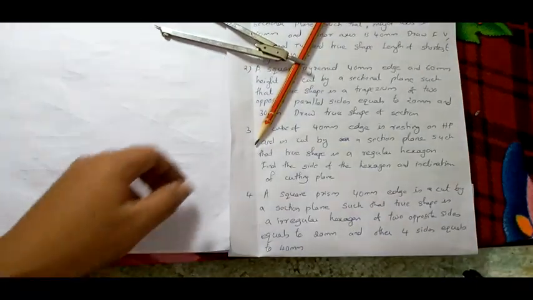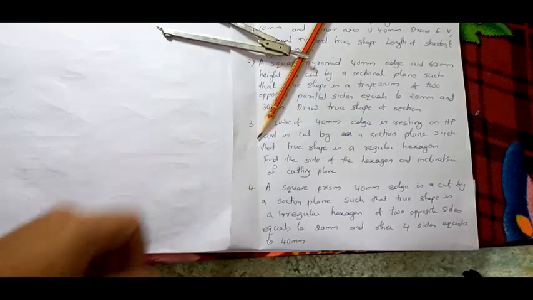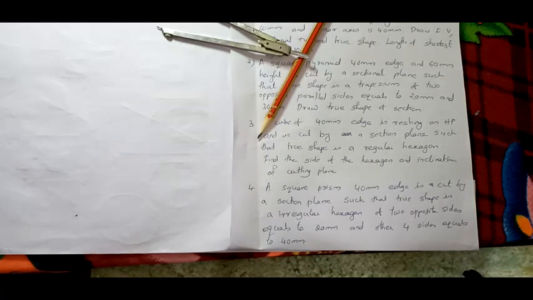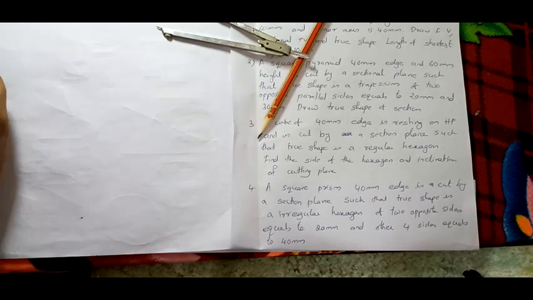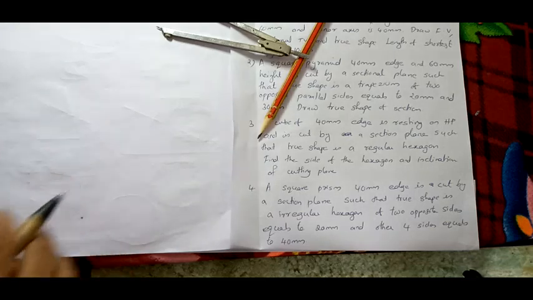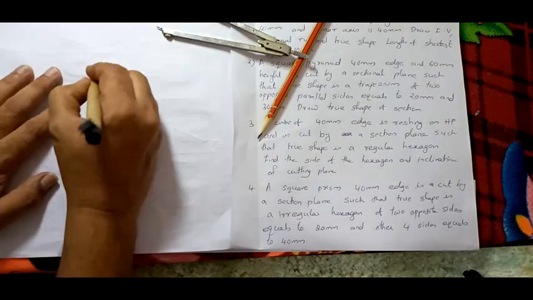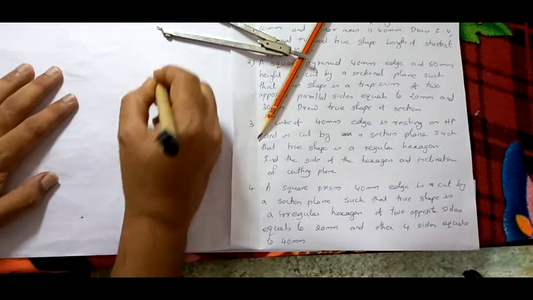See, here they have given a square prism and it's cut by a section plane such that the true shape is an irregular hexagon with 2 opposite sides equal to 20 mm and the other 4 sides equal to 40 mm. So we will see how we will be cutting that. First, roughly, we will see how we will cut an irregular hexagon from a square prism. So I am going to draw a square prism first. Roughly we will be drawing.